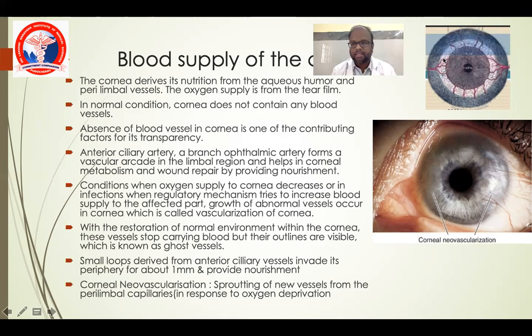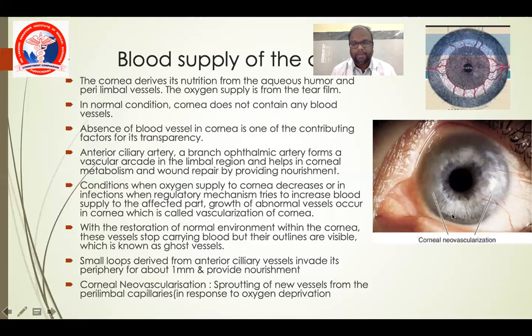Can you see here? This is a vascular limbal arcade around the cornea. This forms a vascular limbal arcade, which helps in corneal metabolism and provides for repair and nourishment. Whenever there is a deficiency in oxygen, or when the cornea is infected, or when the regulatory mechanism of the cornea is lost.